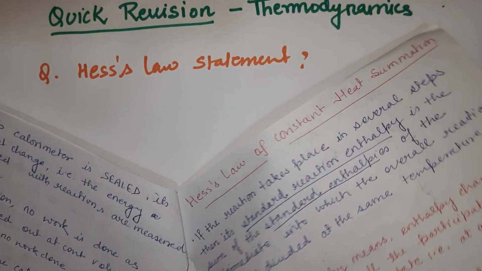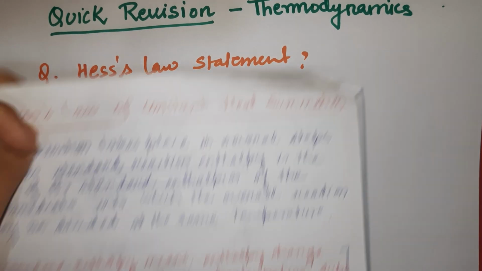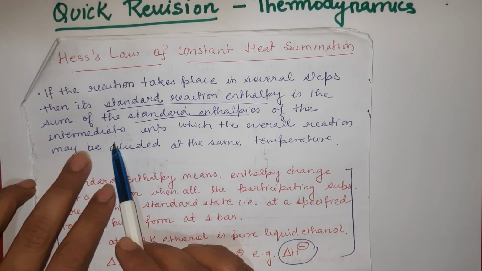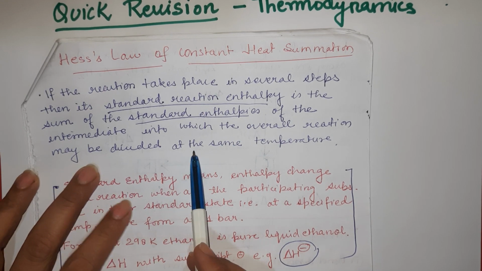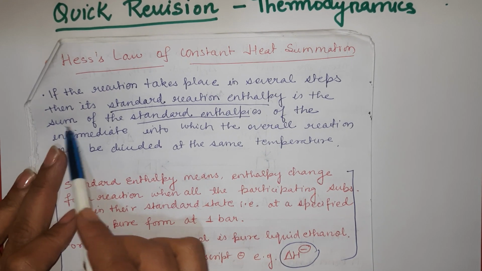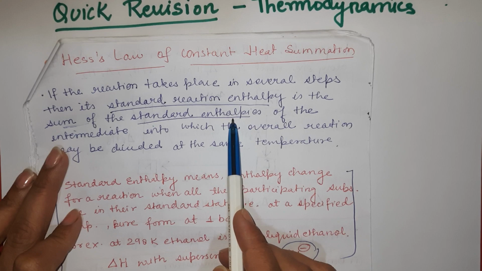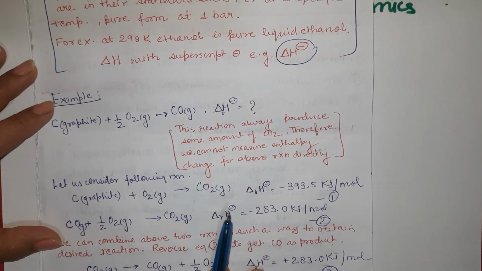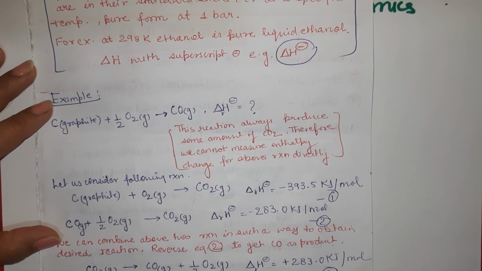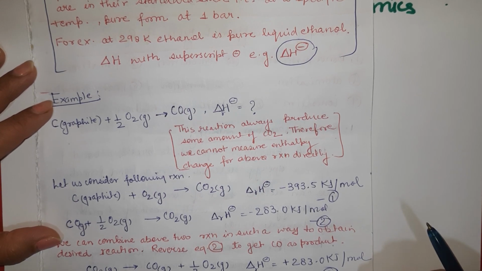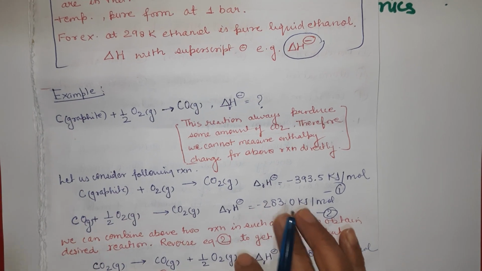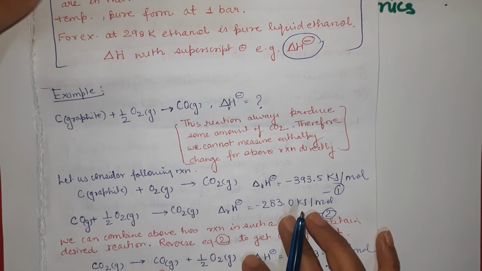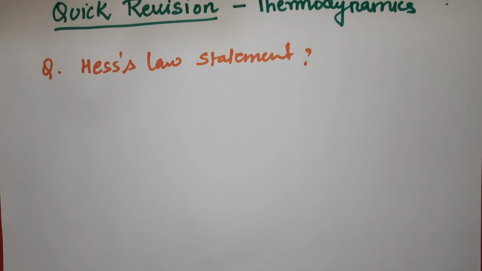In the statement you can also see it's written that the intermediate steps into which the overall reaction may be divided at the same temperature give the sum of the standard enthalpy. All right, you also have to give one example to support your answer. This example I have taken from your NCERT. You can read and understand. If you have any doubt, you can ask me in the comment section.